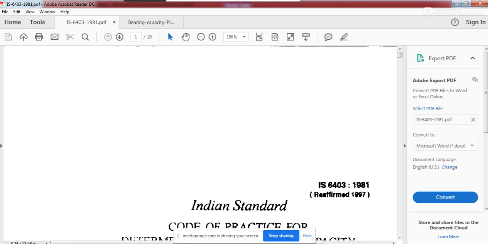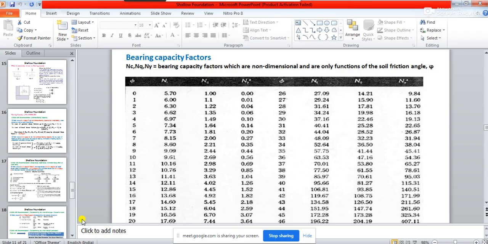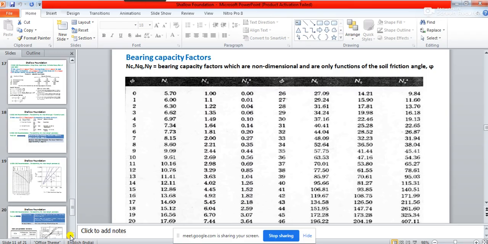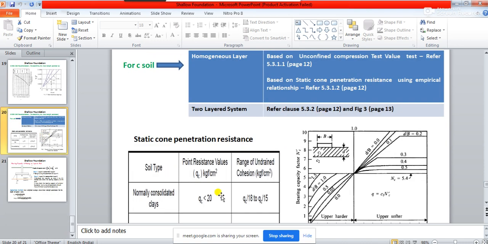Okay. So with this understanding, at the end I will discuss the last slide. This part I am not discussing. This is related to static cone penetration resistance. I will discuss the static cone penetration test separately, then I will come back and discuss this portion.